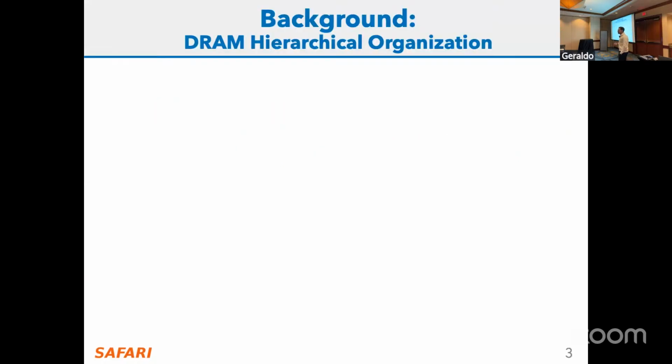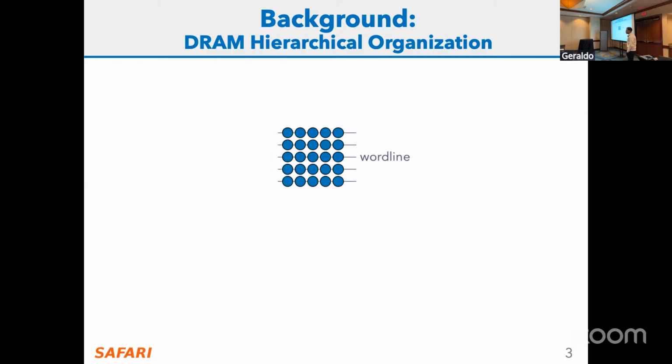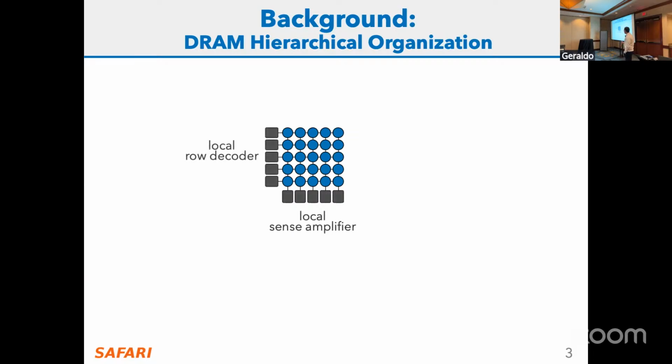The DRAM chip is hierarchically organized. At the top level of the hierarchy, we have what we call a DRAM mat. A DRAM mat is just a 2D array of DRAM cells. Those DRAM cells are horizontally connected to word lines and vertically connected through bit lines. A bit line shares a local sense amplifier, and a word line shares a local row decoder.